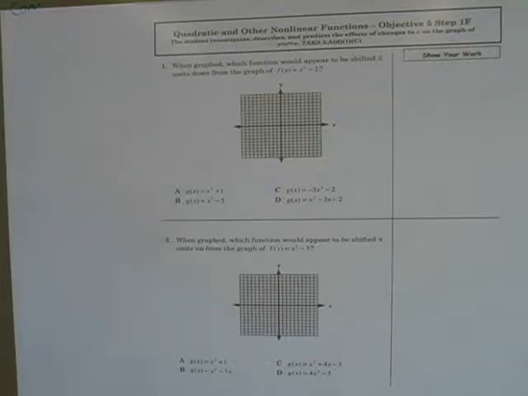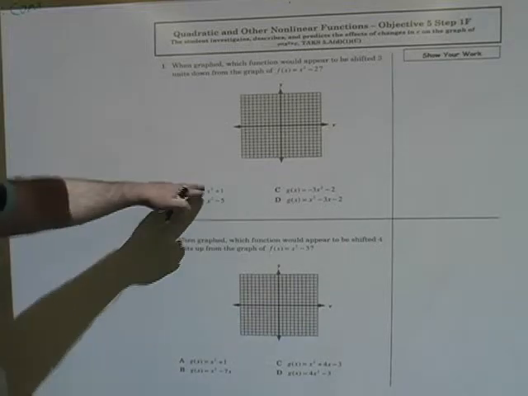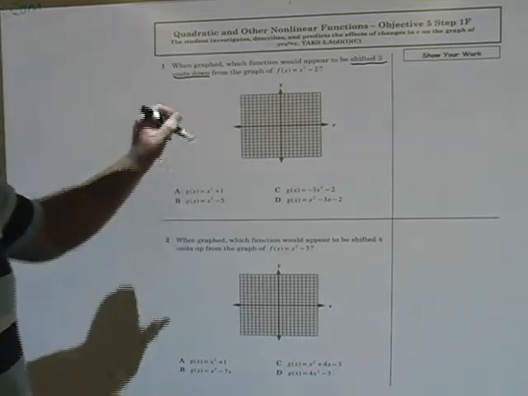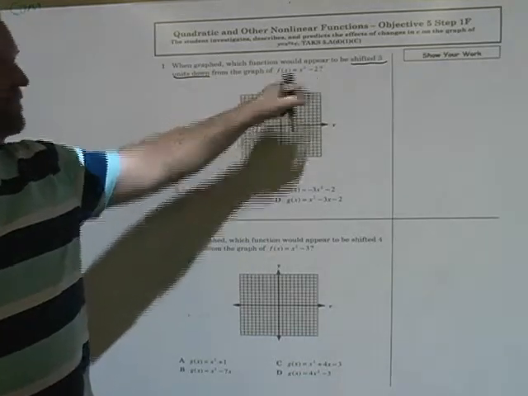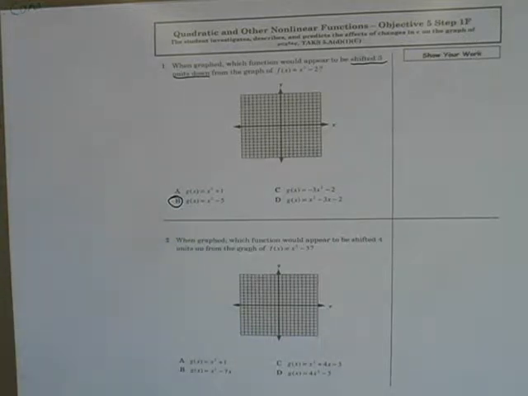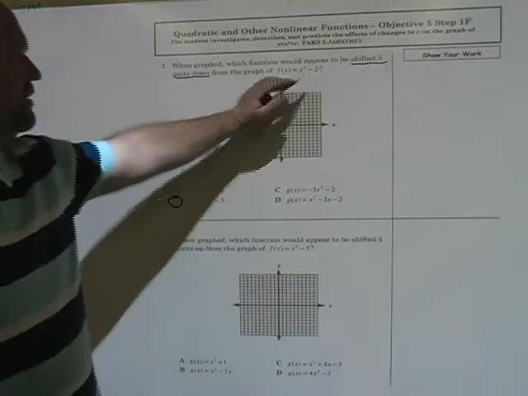Okay. When graphed, which function would appear to be shifted 3 units down from the graph of x squared minus 2? Okay, this is just another way they might ask this question. You need to see which one of these answers gives you a shift of 3 units down from this graph. And when you plug that one in, that's the one that's going to give you a 3 units down shift from this graph.